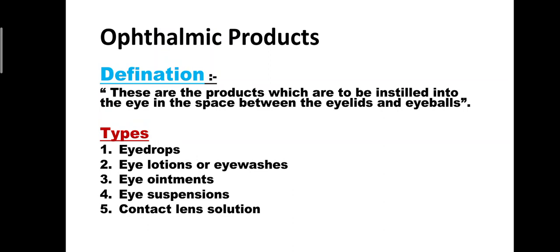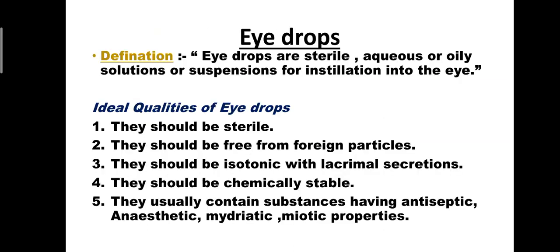Let's see the definition again. Ophtha means eye. Products means products. Ophthalmic products means eye related products. The products which are to be instilled into the eye in the space between the eyelids and eyeballs are called ophthalmic products. And there are five types of ophthalmic products. Let's see one by one in detail.